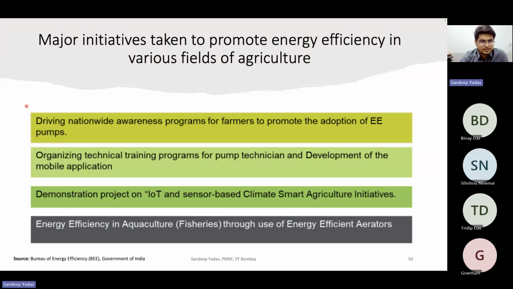in the various fields of agriculture: driving a nationwide awareness program for the farmers to promote the adoption of energy efficient pumps, because the major consumption in agriculture is the pumps, used to harvest the crops through pumping. So energy efficient pumps were one of the major initiatives, organizing technical training programs for the pump technicians, development of a mobile application, demonstration of IoT, Internet of Things, and sensor-based climate smart agriculture initiatives, and energy efficiency in the aquaculture of fisheries through the use of energy efficient aerators.